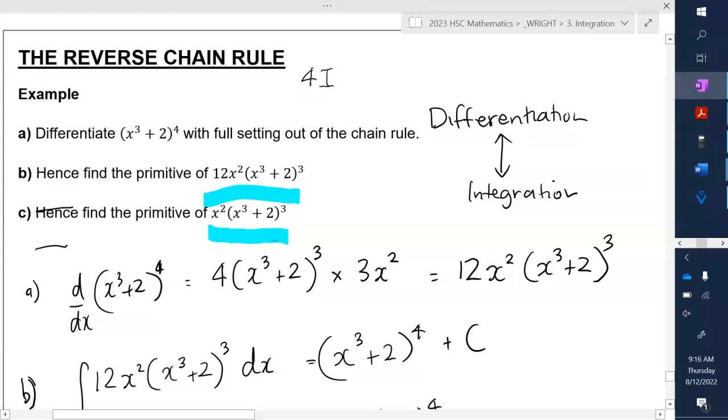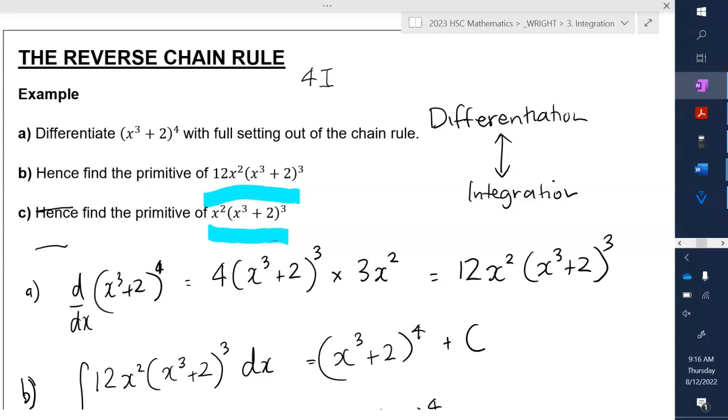Have a look at A down here. Now what I've written is d dx of (x cubed plus 2) to the power of 4. This is our y. So basically I'm writing dy dx, and that's just another way of writing it. If you haven't seen that, d dx just means we want to differentiate this y here. And that's another way we can write our dy dx.